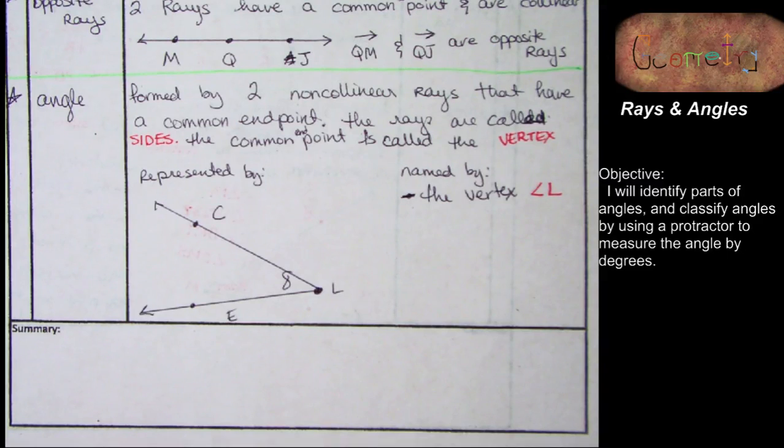Notice the little symbol for angle in front of the letter. Because if you just write L, you've told me the point, the name of the vertex. No, we need the name of the angle. So use the angle symbol.